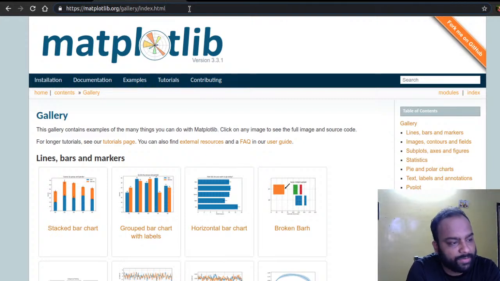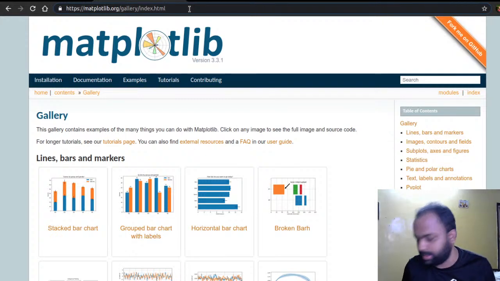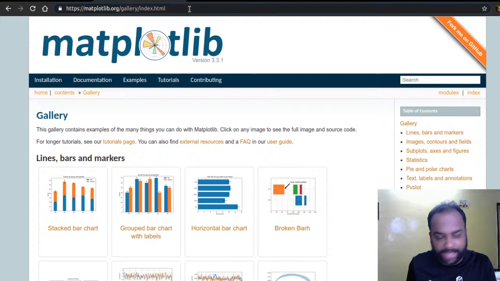Matplotlib is one of the most useful packages apart from NumPy and SciPy in Python, right? This is one of the most used packages in Python. So we're going to talk about that today.